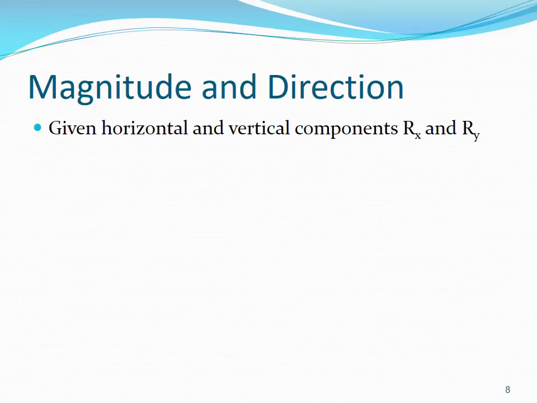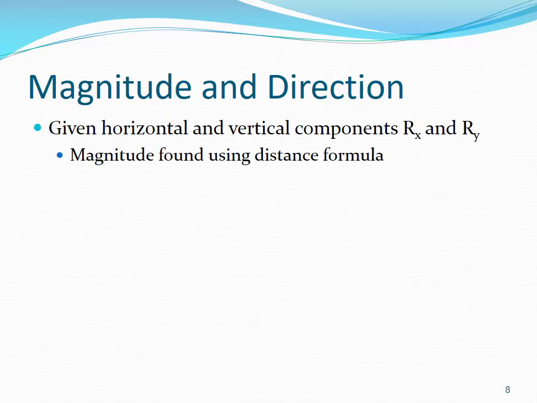Sometimes we're given the components of a vector and need to find the magnitude and direction of the vector. Here we have a vector r with the components rx and ry. Since the x and y components are the adjacent and opposite sides of a right triangle, we can use the Pythagorean theorem to find the magnitude. It is the square root of the sum of the squares. The direction we are looking for is the standard angle from the east.